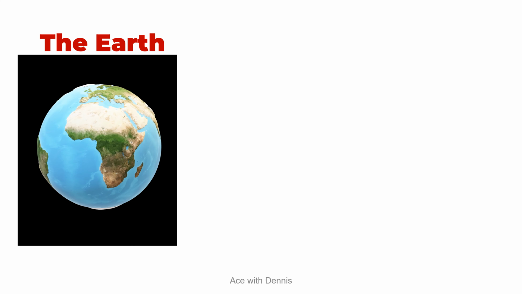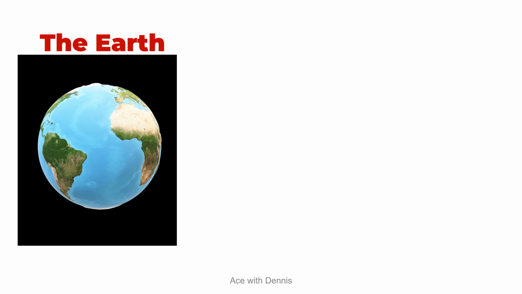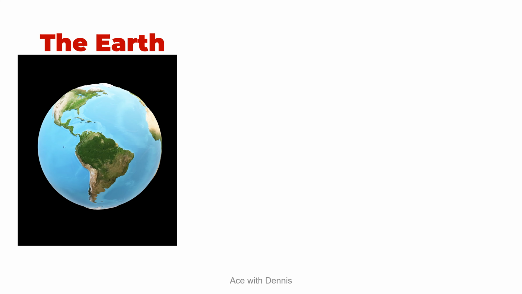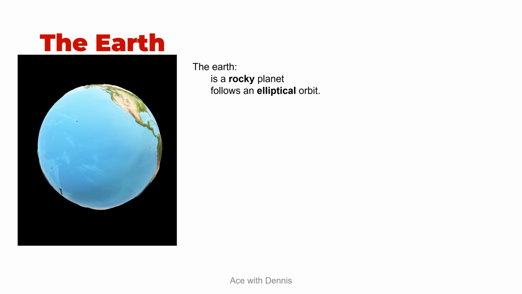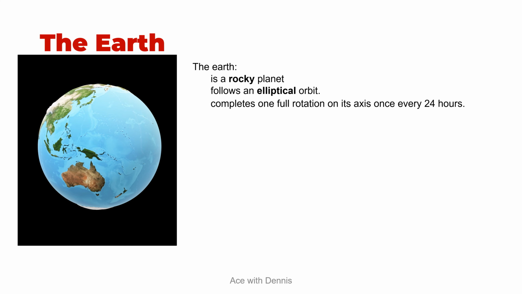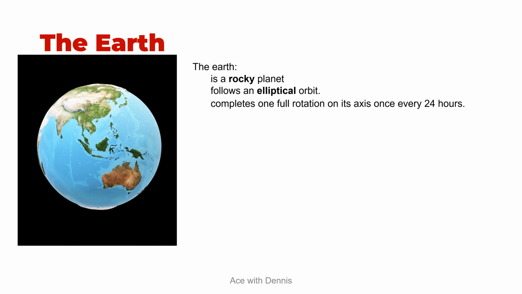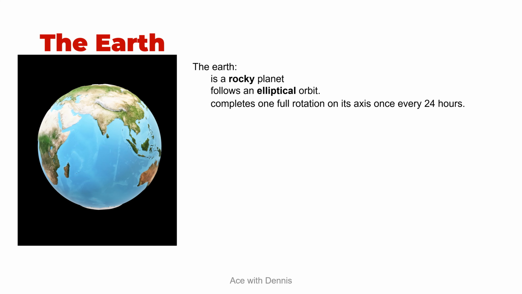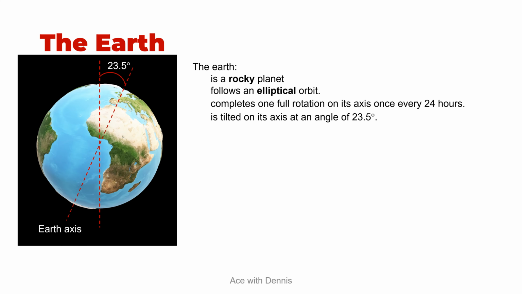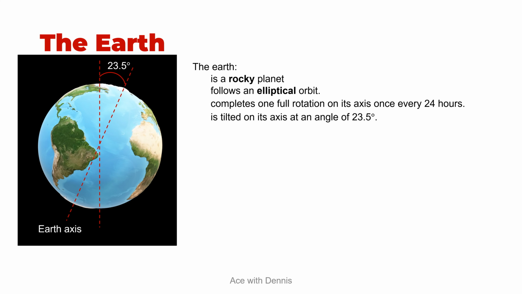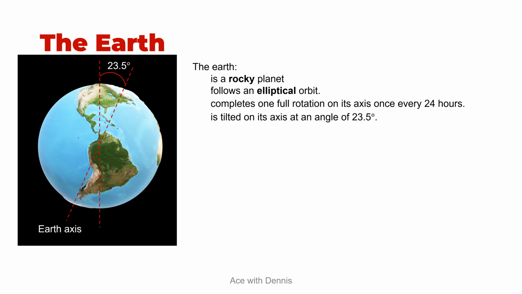Let's start the lesson with the planet that we are most familiar with, which is the Earth. The Earth is a rocky planet. It follows an elliptical orbit. It completes one full rotation on its axis once every 24 hours. It is tilted on its axis at an angle of 23.5 degrees.